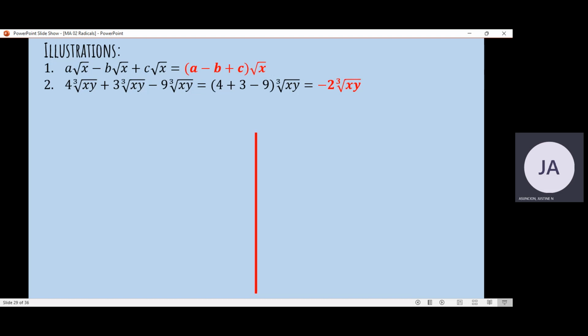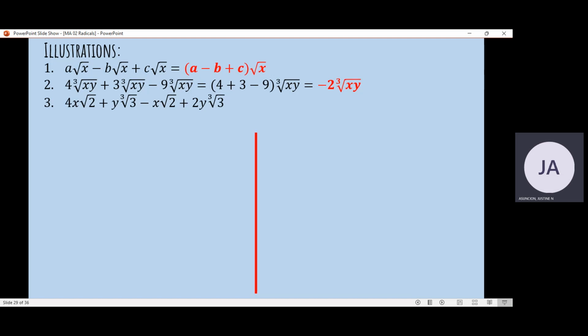As you observe here, we have the common index, which is 3, and then the radicand, which is xy. So simplifying that, we have 4 plus 3 minus 9. It's simply negative 2. Okay, so here we have negative 2 cube root of xy.